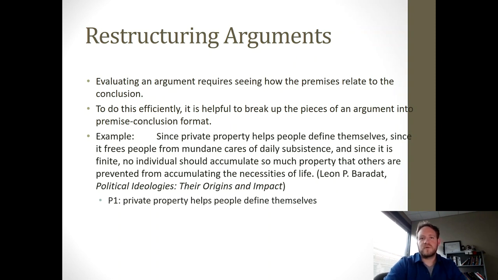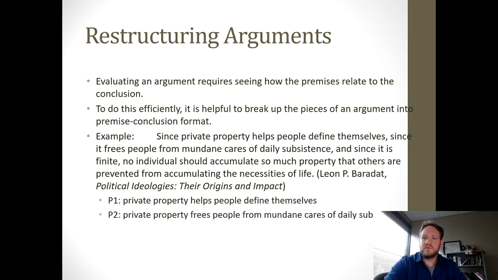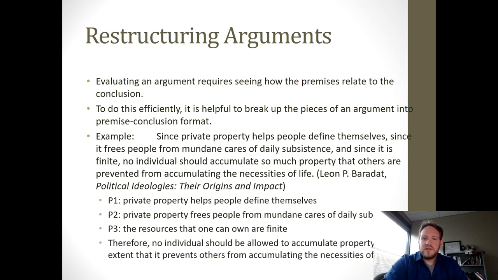Premise one, private property helps people define themselves. Premise two, private property frees people from mundane cares of daily subsistence. Premise three, the resources that one can own are finite. And then the conclusion, therefore, no individual should be allowed to accumulate property to the extent that it prevents others from accumulating the necessities of life. Right? So we get that conclusion, and this is how the argument is supposed to flow.